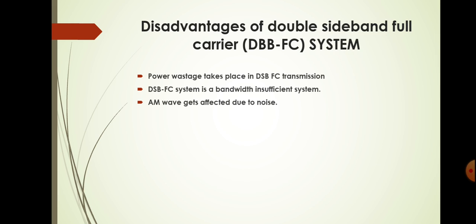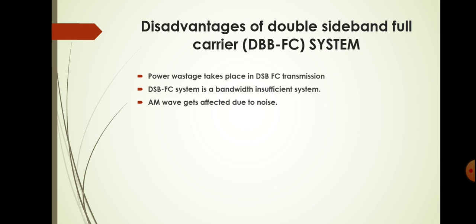In that system, the carrier signal does not contain any useful information about the modulating signal. Only the upper sideband and lower sideband contain information about the modulating signal. So by transmitting the carrier signal there is no use. Actually it causes power wastage, so it affects the efficiency of the system. So it is a disadvantage of the double sideband full carrier system.